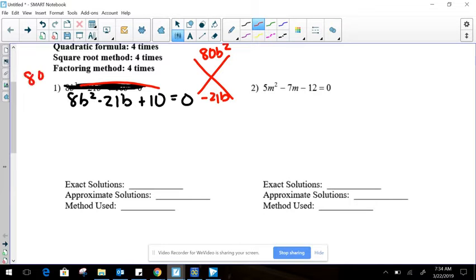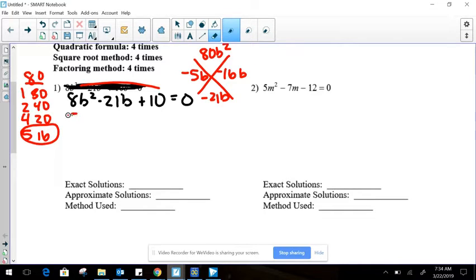That means we need to write some factors out for 80. So 1 times 80, 2 times 40, 4 times 20, 5 times 16, if you divide that in your calculator. Oh, that looks like it should work. Okay, we have 5b and 16b, and they both need to be negative, so they add up to negative 21. Okay, so since my number in the front of b squared is a number other than 1, that means I have to do my long factoring method. I cannot do my shortcut here.